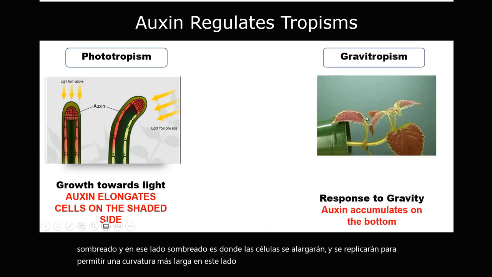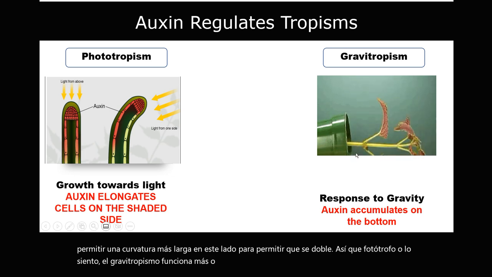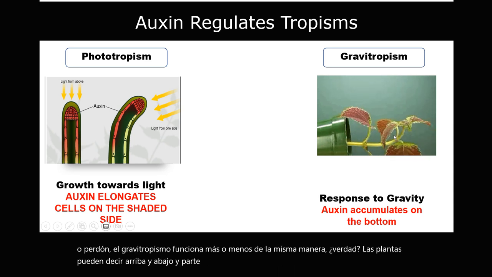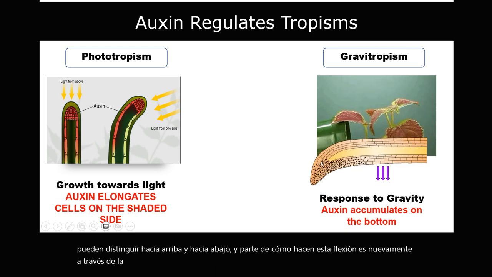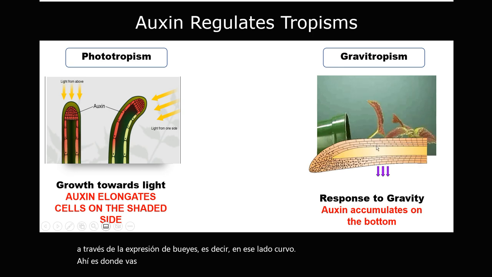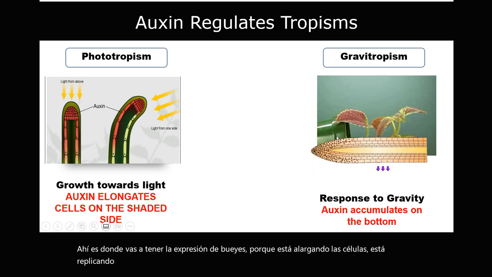So gravitropism works pretty much the same way. Plants can tell up and down, and part of how they do this bending is again through the expression of auxin. So on that curved side, that's where you're going to have the expression of auxin because it's elongating the cells, it's replicating cells to allow that bending to occur.